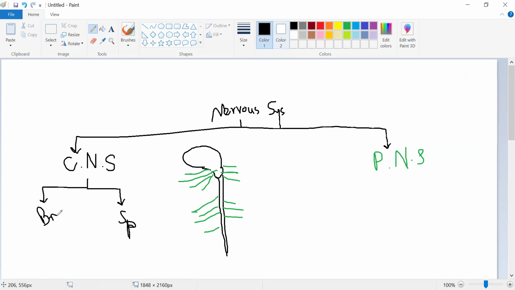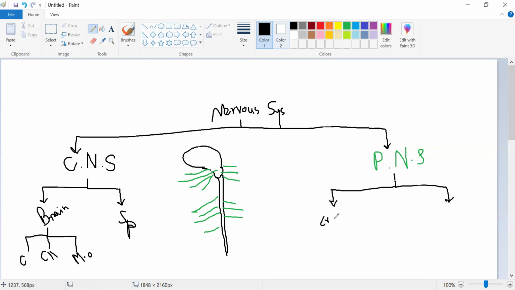The brain, of course, Puta, you can divide it into, again, how many parts? Three, no? That is going to be cerebrum, cerebellum, medulla oblongata. Then the peripheral nervous system, Puta. How many can we divide it into? It's divided into two, no? Cranial, and spinal.